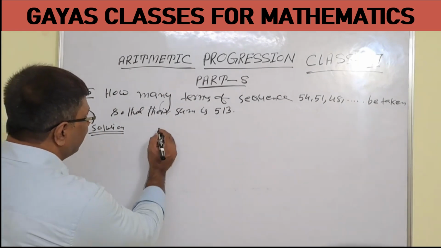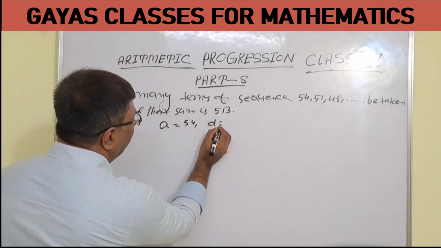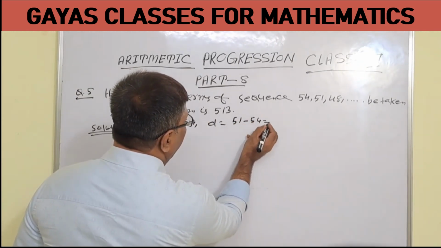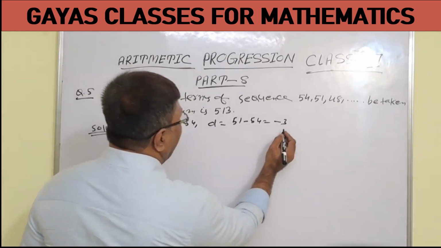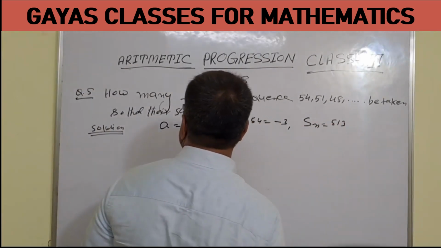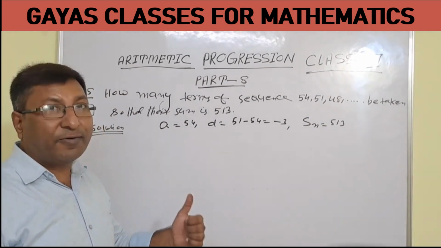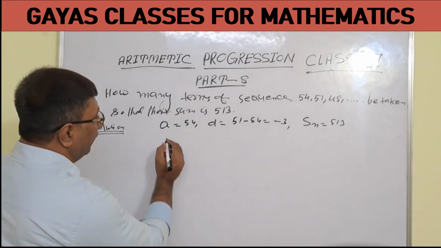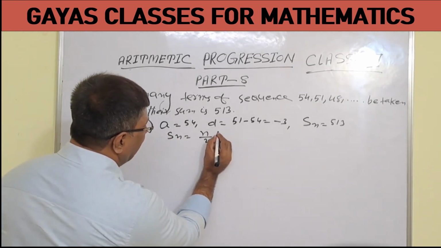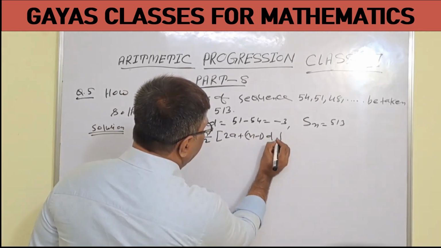So what is given? The first term of this AP is 54. The common difference is 51 minus 54, that is minus 3. And it is given that the sum of n terms is 513. We have to find how many terms, that is, the number of terms n. You know the formula: sum of n terms of an AP is n by 2 into (2a plus (n minus 1) into d).